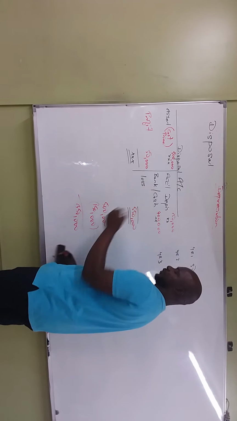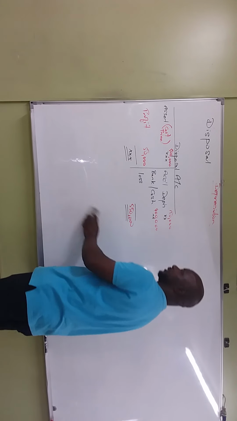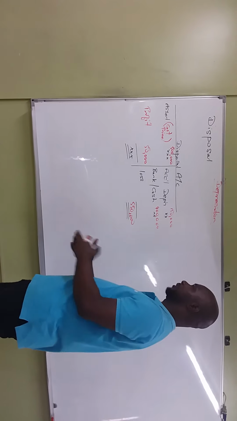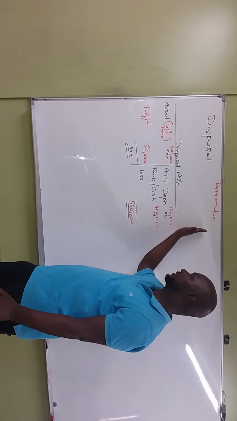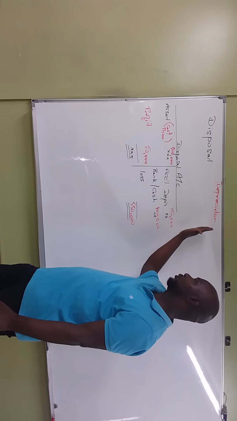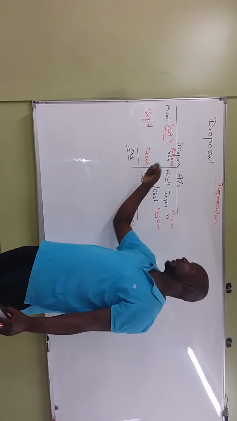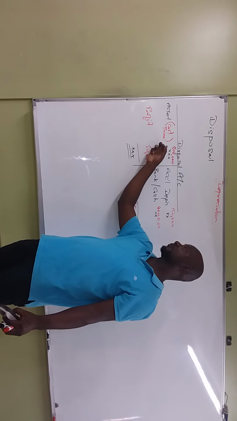Alright? So this is pretty much the disposal account and how it is treated. So what do you need to remember as it relates to the disposal account? In your disposal account, once you sell a fixed asset, you would have credited the fixed asset account, whatever the name of the fixed asset is, with the cost price, and you're going to debit your disposal account with also the cost price.